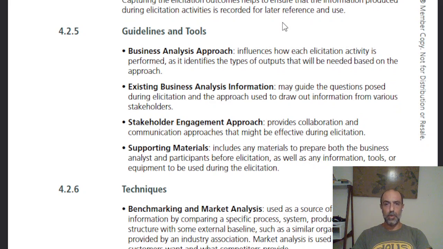The business analysis approach, because it influences how elicitation activities are performed, and identifies the types of outputs that will be needed based on the approach. Existing business analysis information, whatever it is, may guide the questions posed during the elicitation and the approach used to draw out information from various stakeholders.